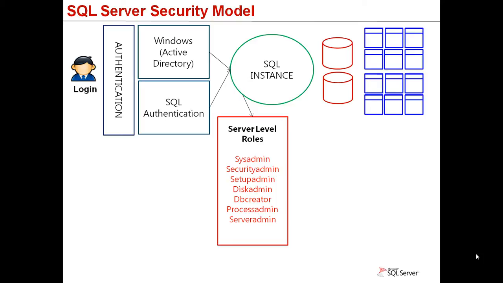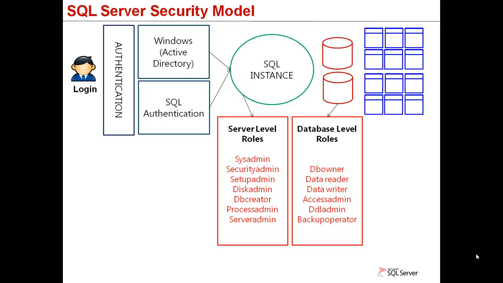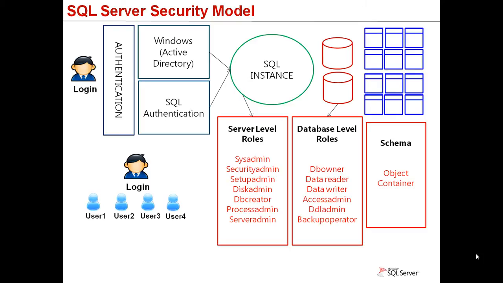And there are the server roles applicable for the whole instance, such as sysadmin or security admin, and some other roles applicable only at a database, in this case user or system database level. That could be DB owner, data reader, or writer as some examples. And finally, the permissions can be on schema level. The schemas are object containers and are commonly used to avoid conflicts with objects with similar names. And a single login can have multiple users related to it.